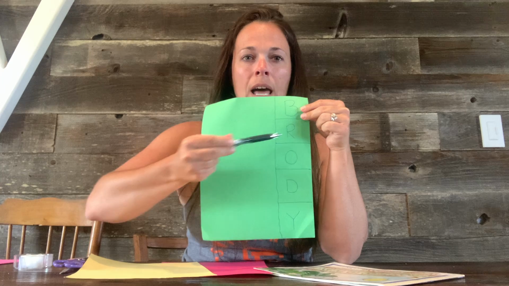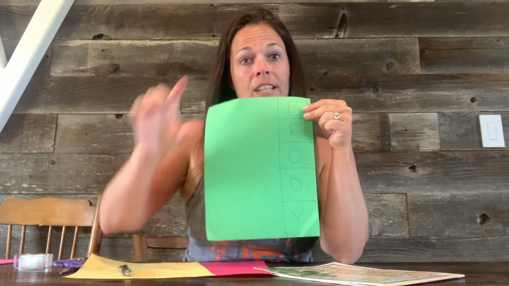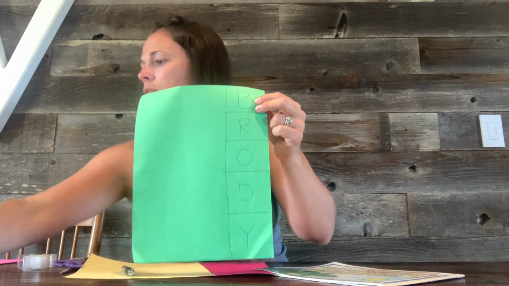Now, you have to cut the squares out. So you are going to cut on this line and then on all of these lines. So each letter ends up being its own square. Like this. So you're going to have squares now with all your letters on them.